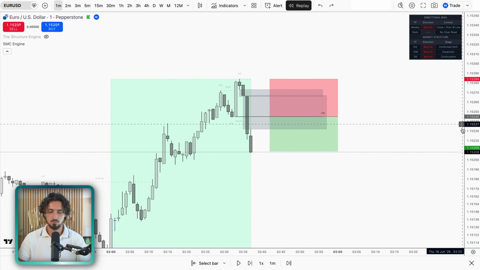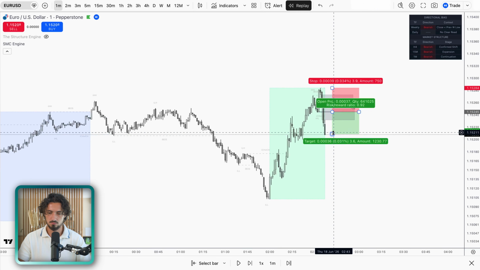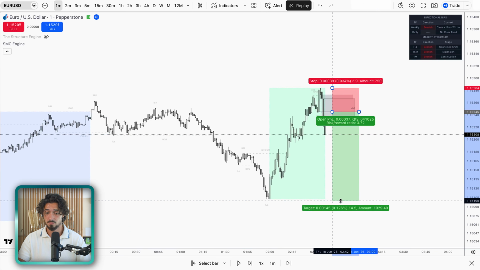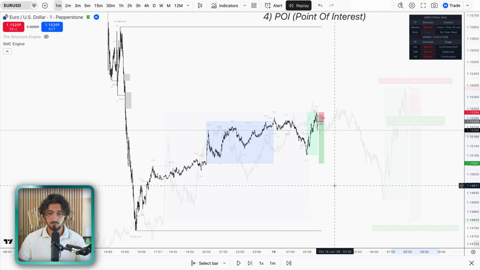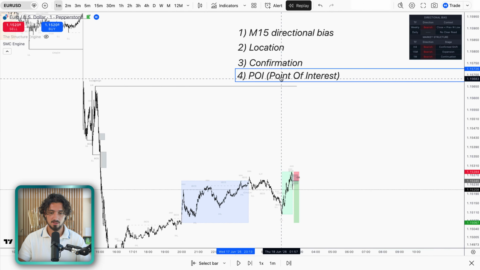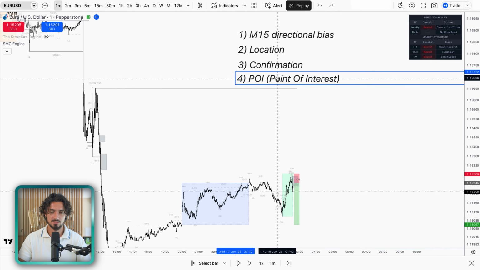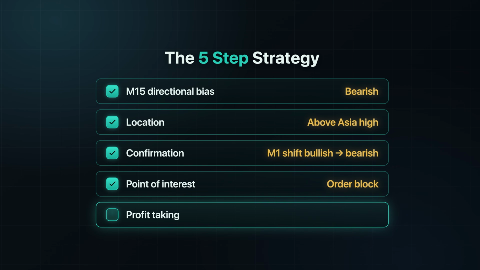Now, I need to know, where do I target? Do I target 1-to-1, 1-to-2, 1-to-3? Do I target this low? Do I target this low? Where do I take my profits? And again, this is something that has been properly battle tested and data verified. Number 5 is profit taking.